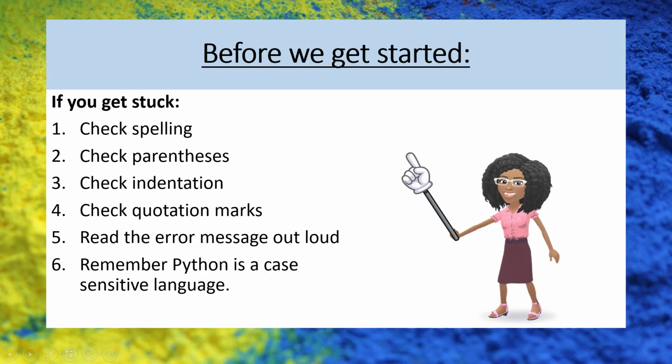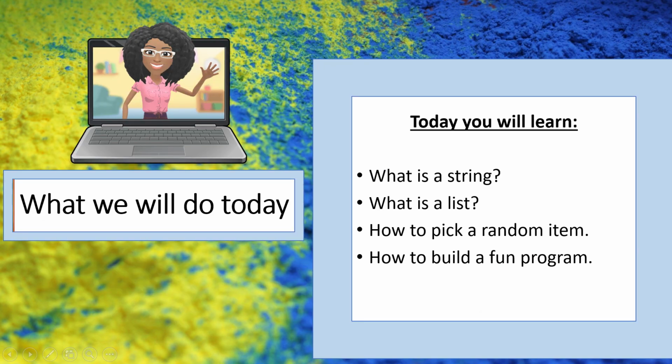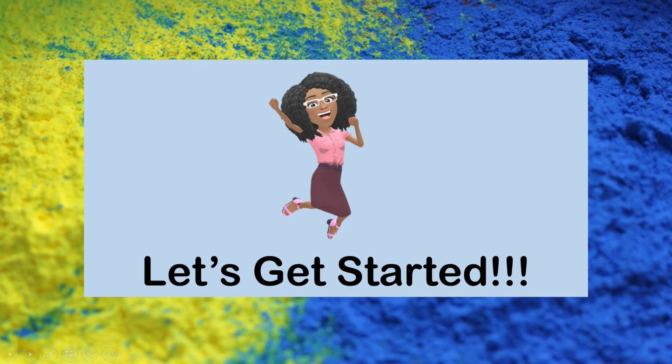Before we get started, as always, if you get stuck, check spelling, check parentheses, check indentation, check quotation marks, read the error message out loud, and remember Python is a case-sensitive language. Today you will learn what is a string, what is a list, how to pick a random item, and how to build a fun program. Let's get started.